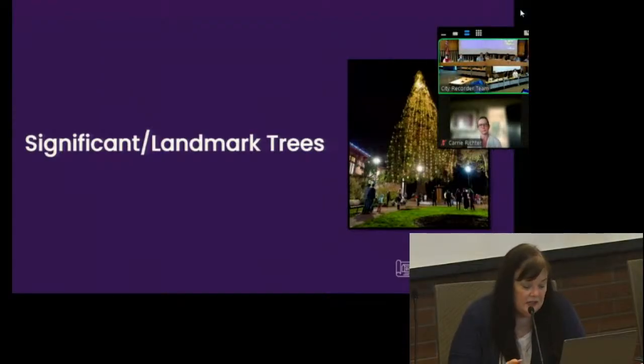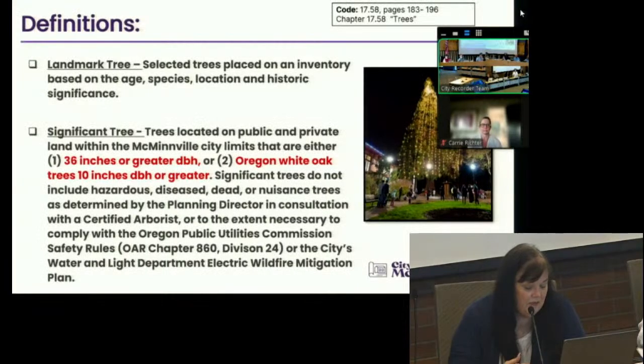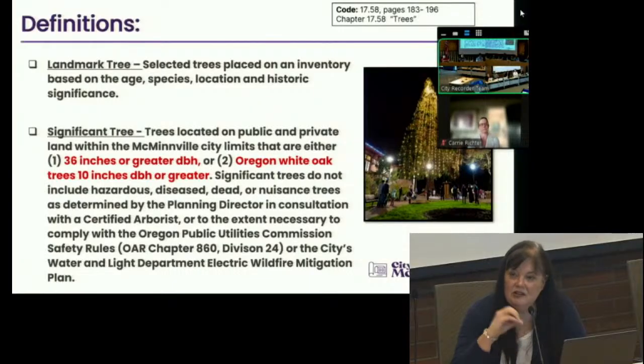And then lastly is a significant landmark tree program. This is a separate program, so this is not a comprehensive plan policy. We're now creating a program actually in the code itself. So landmark trees are defined, and this is in chapter 17.58 of our existing ordinance. So there's amendments in the existing ordinance for that, and you can find it on pages 183 to 196 of the meeting packet. A landmark tree is a selected tree placed on an inventory. So we're going to create an inventory based on the age, species, location, and historic significance. Very similar to our historic landmarks inventory, if you want to think of it that way.